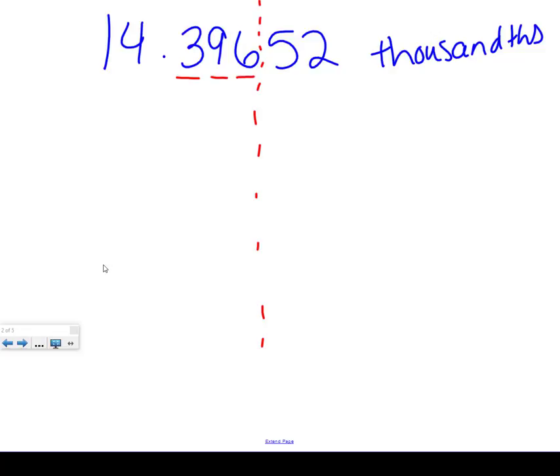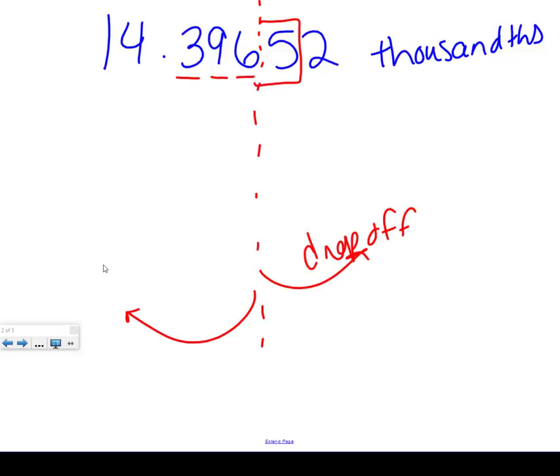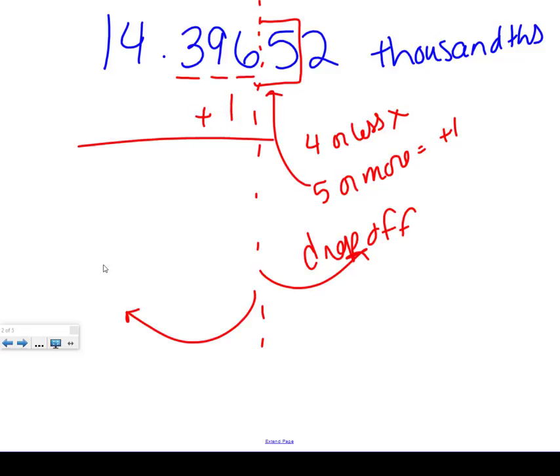That means everything on the right side is going to drop off, and everything on the left side is going to stay the same or round up by 1, depending on what we find in step 2. Step 2 tells us to find the first number we're going to drop off, just to the right of the cutoff line. So it's a 5. Step 3A says 4 or less, which it's not. Step 3B says 5 or more, so we round up by adding 1 to whatever is on the left side of that cutoff line.